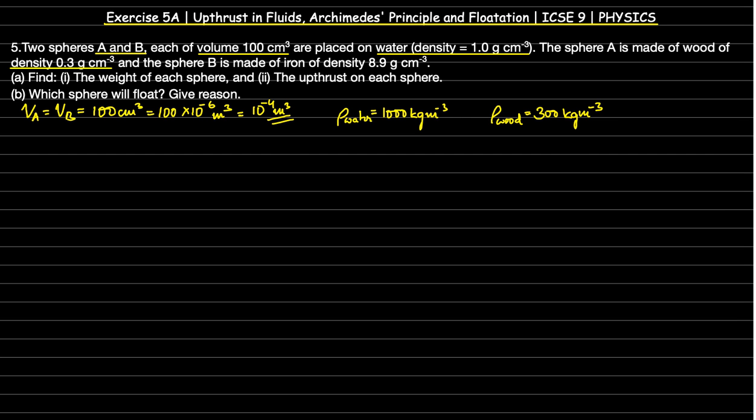And the sphere B is made up of iron. So iron's density is given as 8.9 gram per centimeter cube. So when we convert it to kg per meter cube, I would write rho of I is equal to 8.9 into 1000. So that would be 8900 kg per meter cube. So we have written all the densities here.